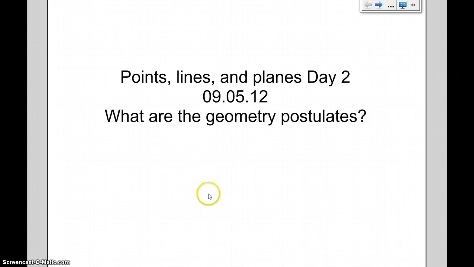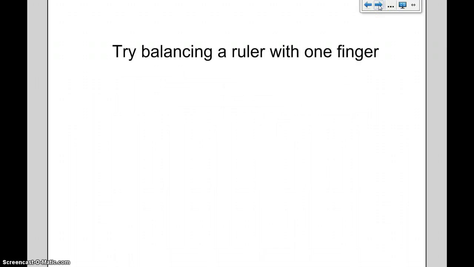Welcome to geometry. Today's topic is points, lines, and planes, day 2. Today we're going to talk about the geometry postulates. So let's take a look at those.